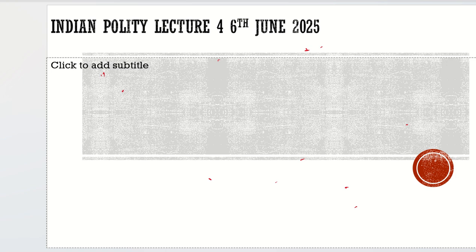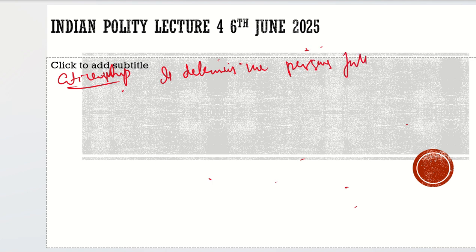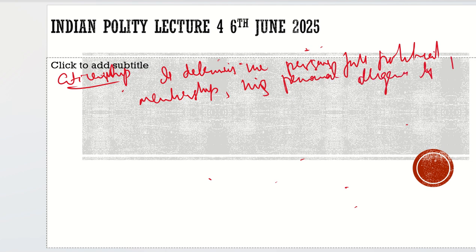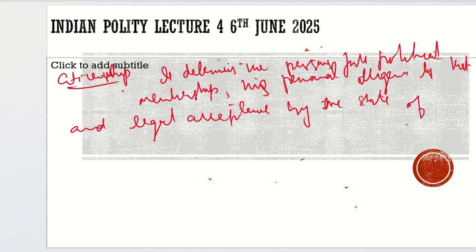If you have to define citizenship, you can define it. It determines a person's full political membership, his paramount allegiance to the country, and legal acceptance by the state of his or her legitimate integration into the political setup.